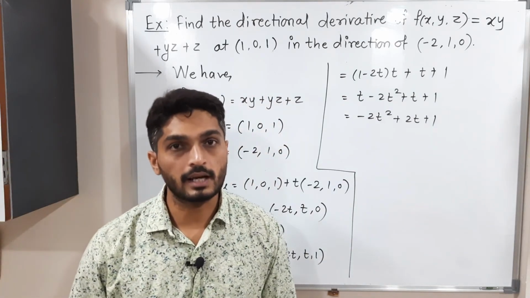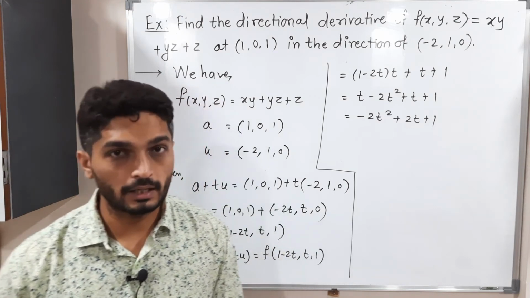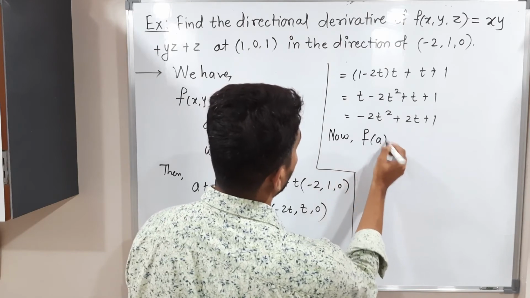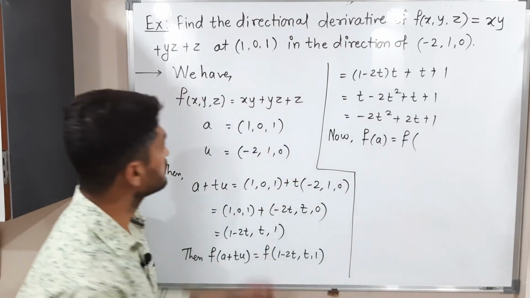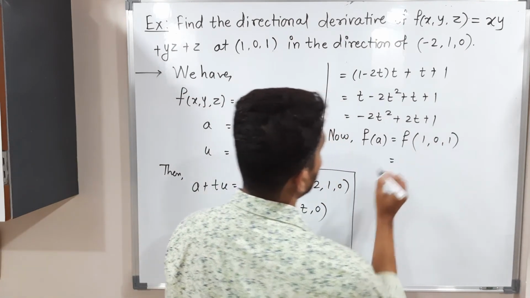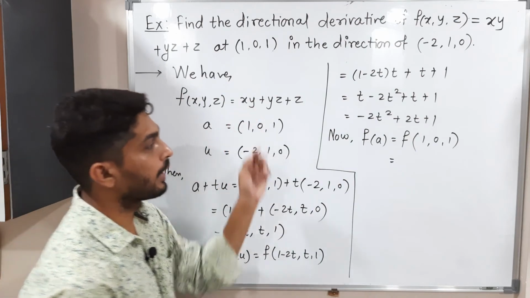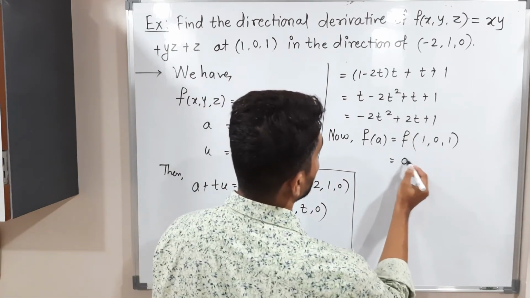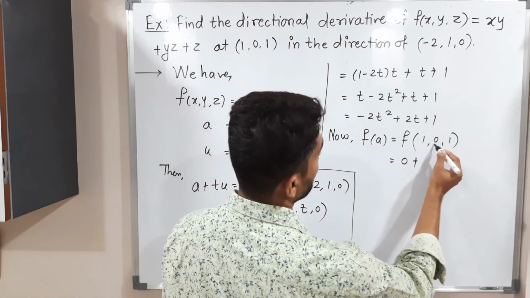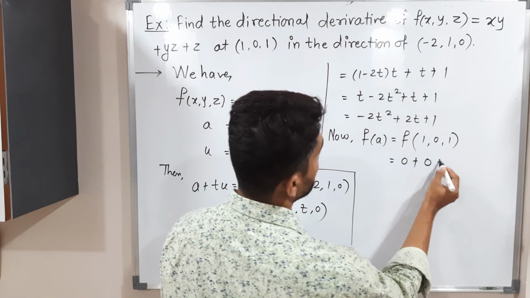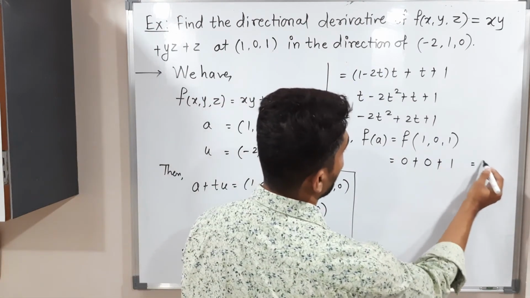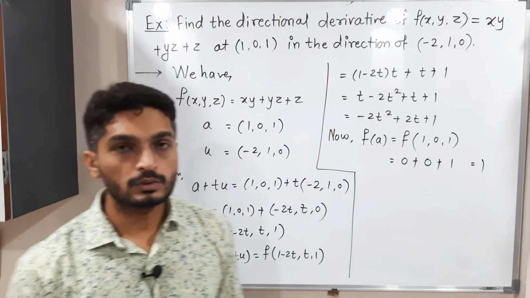Our next task is to find f of a. What is my a here? My a is 1, 0, 1. Let us apply the same definition again. x into y, that means 1 into 0, which is 0, plus y into z, that is 0 into 1, which is 0, plus z. Here our z is 1. So f of a is 1. Both things are ready.